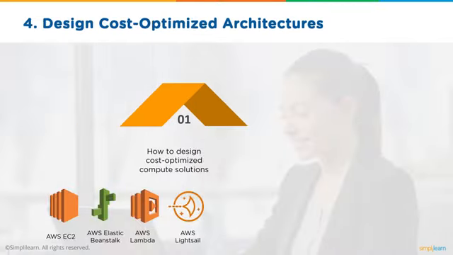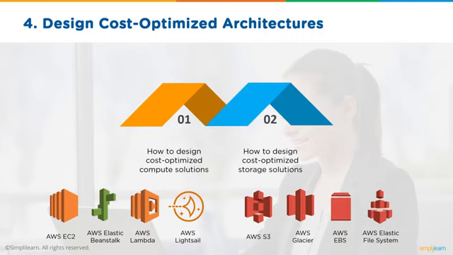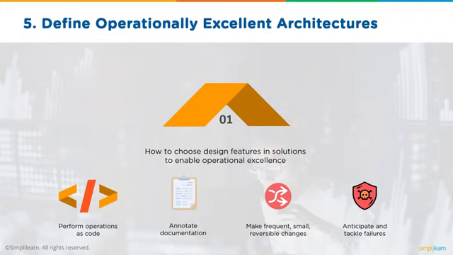For the fourth domain, you have designing cost-optimized architectures. Firstly, you need to know how you can design cost-optimized compute solutions. You can use AWS EC2, Elastic Beanstalk, Lambda, and AWS Lightsail. Then you need to know how you can design cost-optimized storage solutions using AWS S3, Glacier, EBS, and Elastic File System. And the final domain is to define operationally excellent architectures. You need to set up design features and solutions that enable operational excellence. Some of the features are that you perform operations as code, you annotate documentation, you make frequent and small reversible changes, and anticipate and tackle failures.